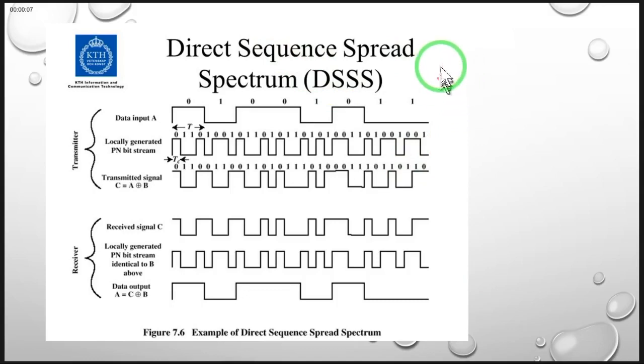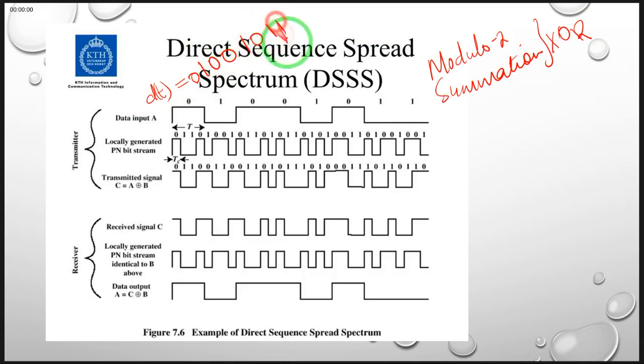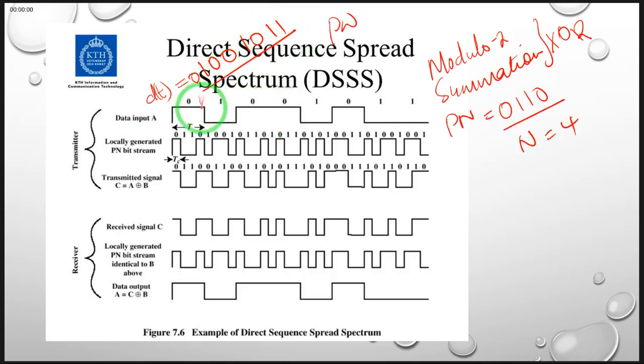So here we look at the example of how we can implement the modulo 2 summation, which is also called the XOR, and we have the binary bits D of t given as 01001011. This is what we want to transmit. The question is very simple. We are going to be using the XOR truth table.